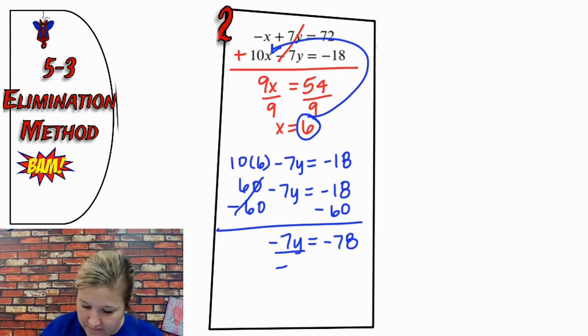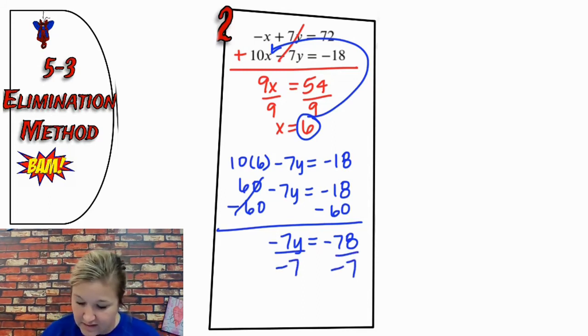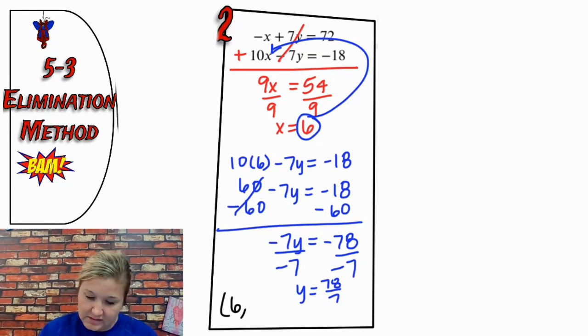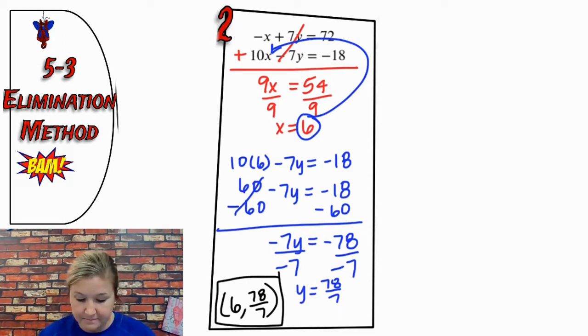So that makes negative 7y is equal to negative 78. And then I'll divide this by negative 7. This turns out to be kind of ugly. Looks like 78 over 7. So y is 78 over 7. So then final answer, x is 6 and y is 78 divided by 7. I think something went kind of crazy wrong there, but we're just rolling with it.